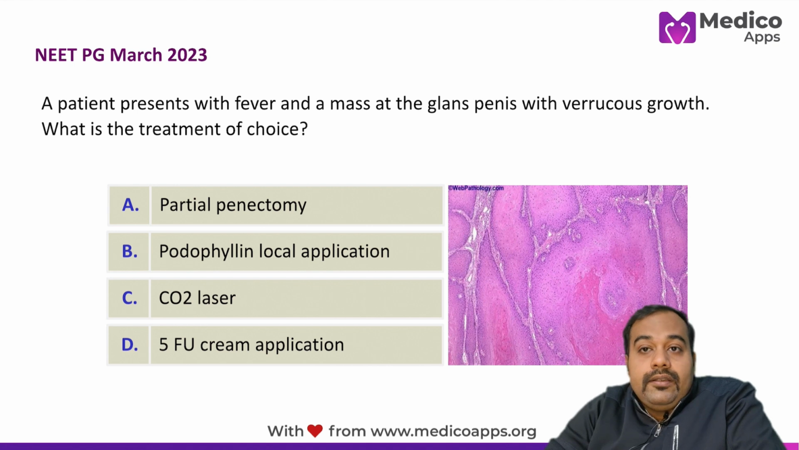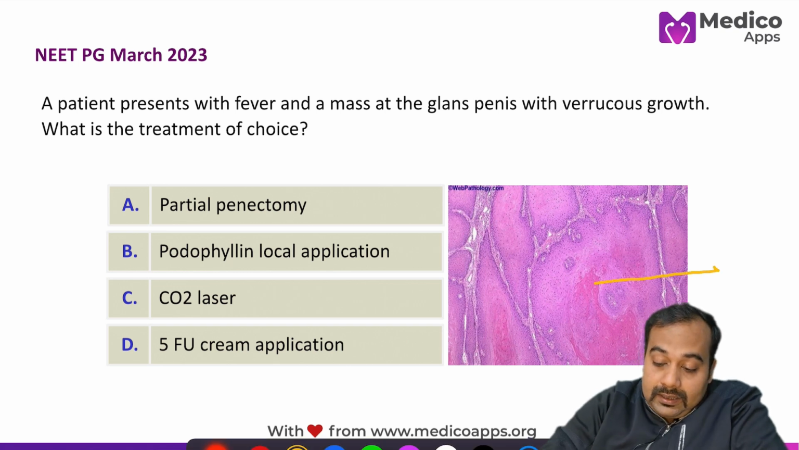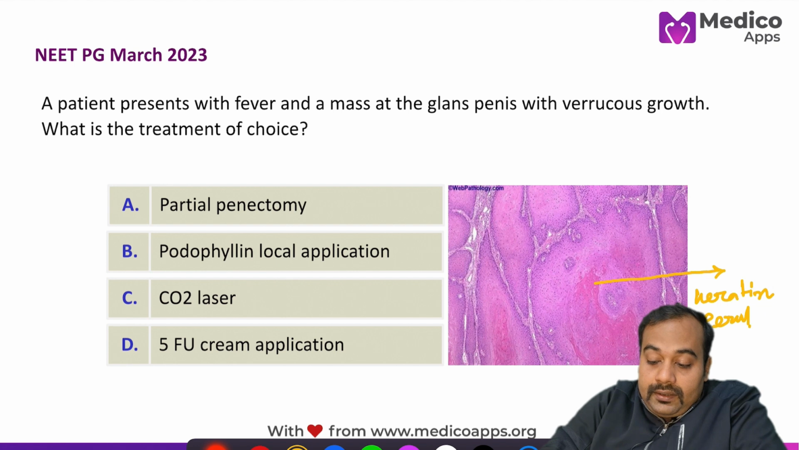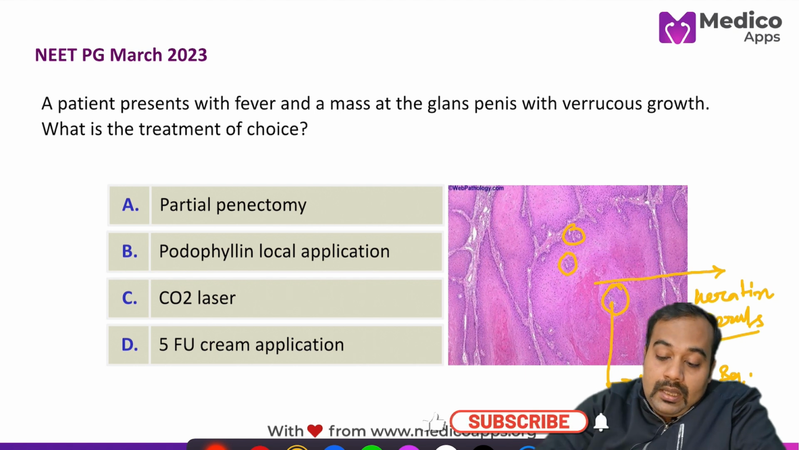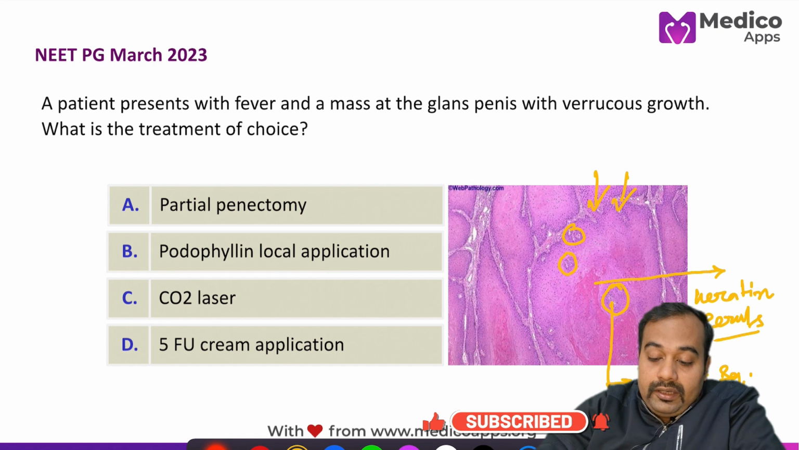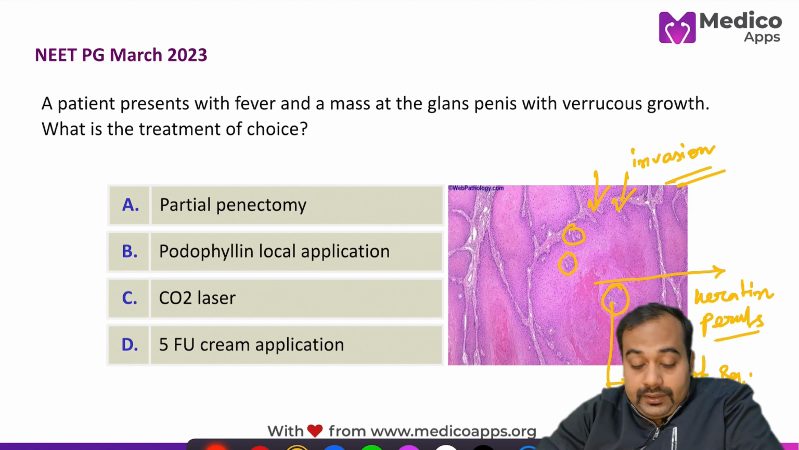There is a histopathological slide that has been given here as well. The typical features shown in the slide: this is the keratin pearl you can see, which is characteristic of squamous cell carcinoma. Here you can see a nest of squamous epithelial cells. Now here, these are the areas of invasion that have been seen in this image.